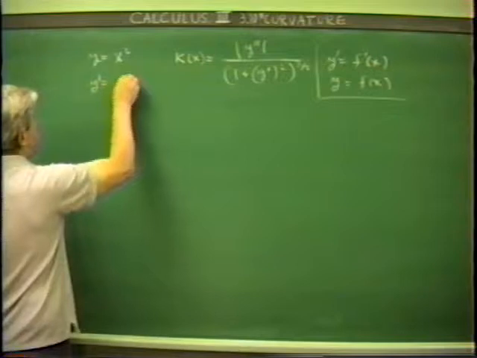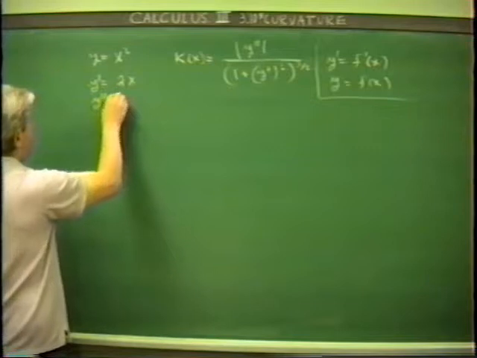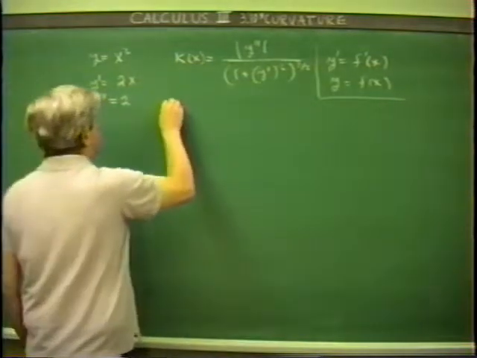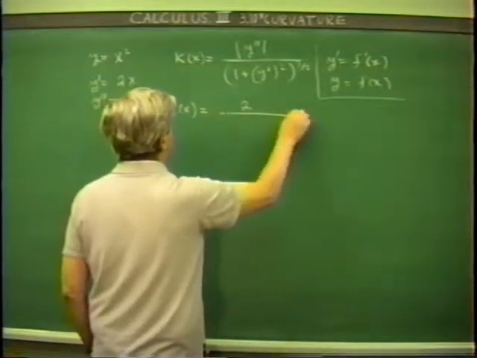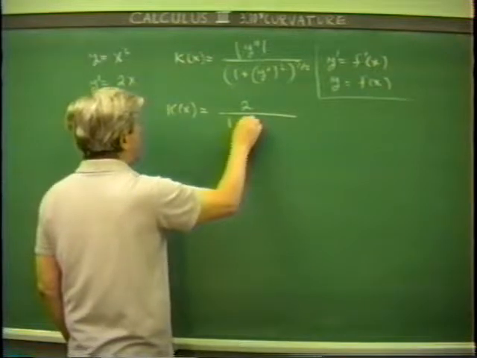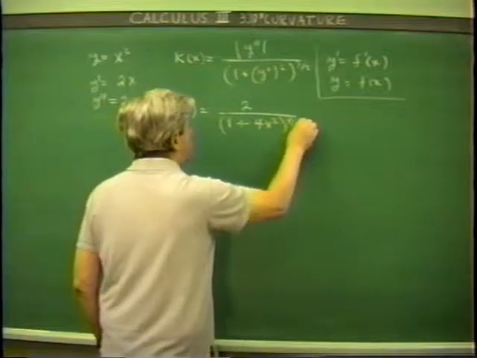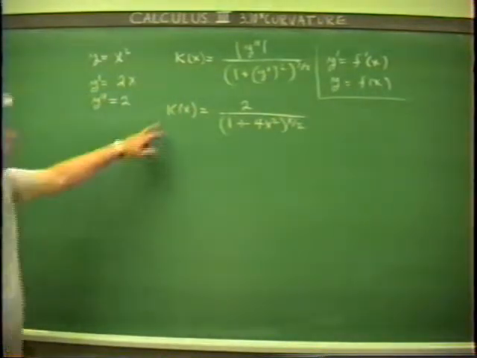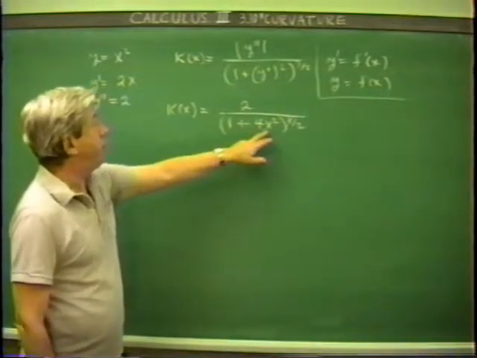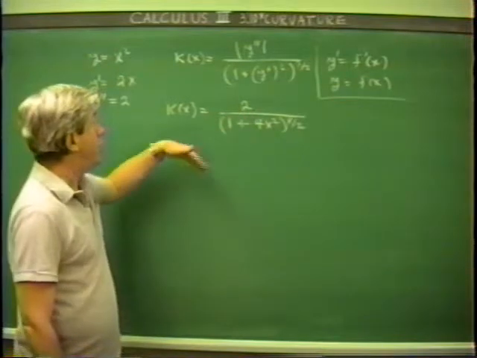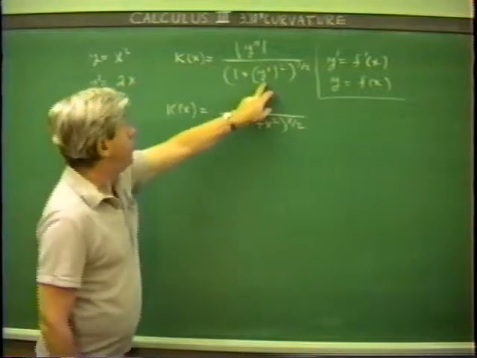Y equals x squared, the parabola. Well, y prime is equal to 2x, and y double prime is 2. So the curvature is given by 2 over 1 plus 4x squared to the 3/2 power. So this gives the curvature for a parabola. Notice that when x is equal to 0, the curvature is 2.